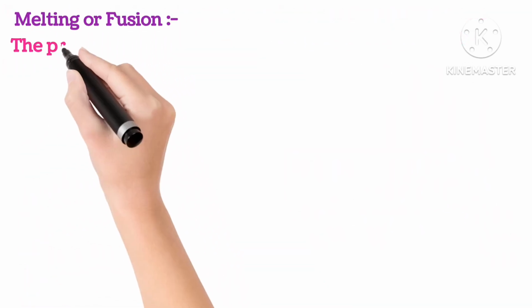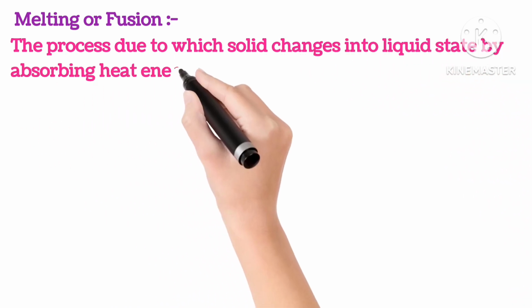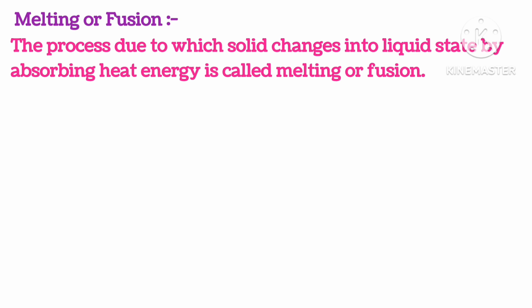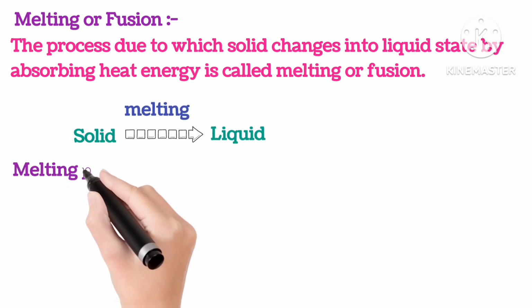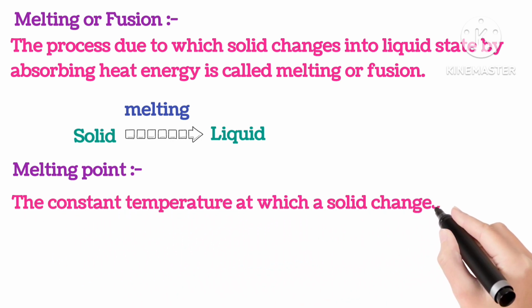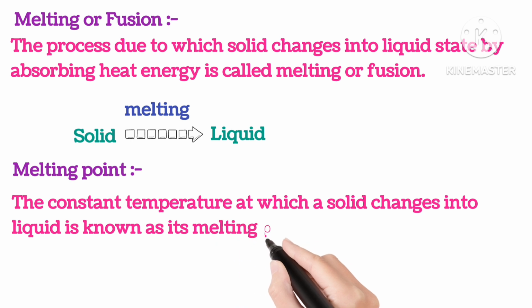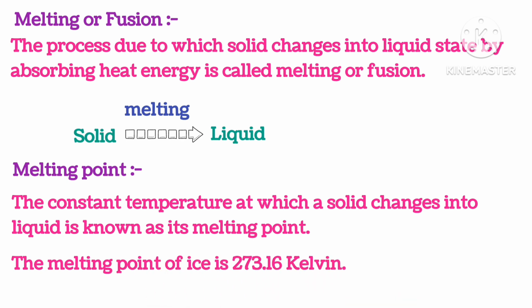Melting or fusion. The process due to which solid changes into liquid state by absorbing heat energy is called melting or fusion. So solid changes into liquid by the process of melting. Melting point. The constant temperature at which a solid changes into liquid is known as its melting point. The melting point of ice is 273.16 Kelvin.